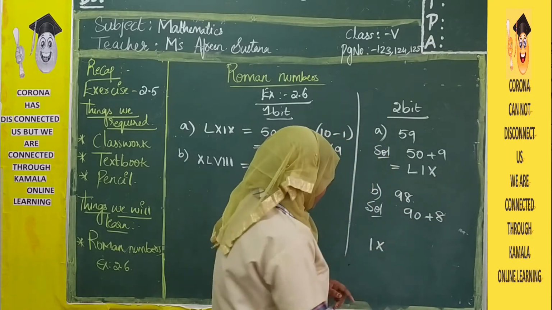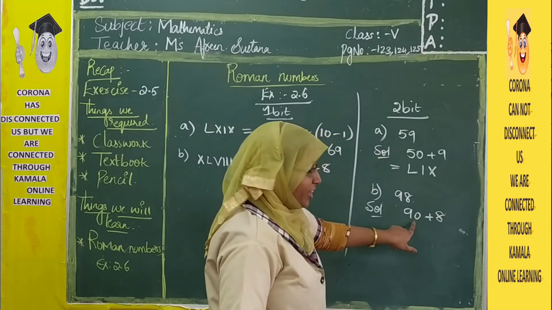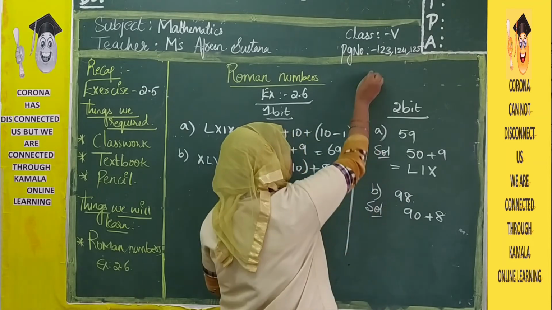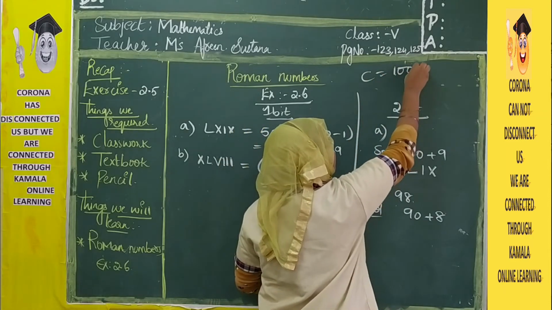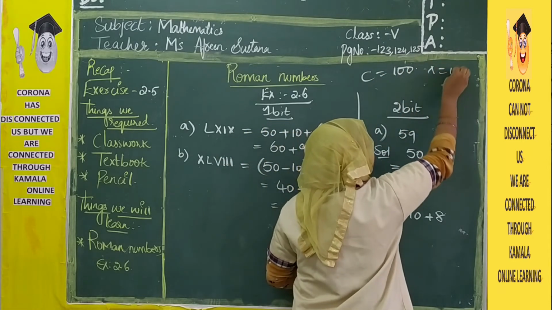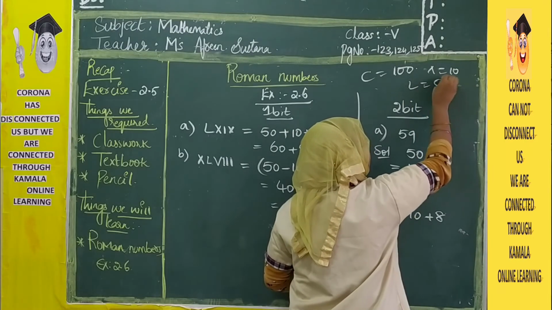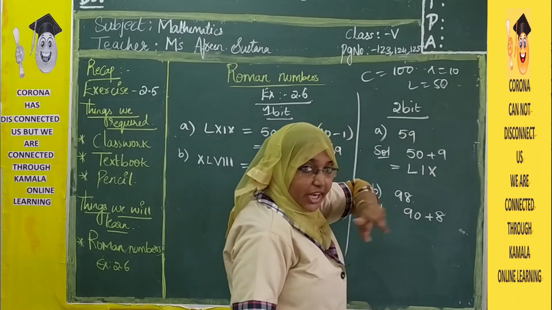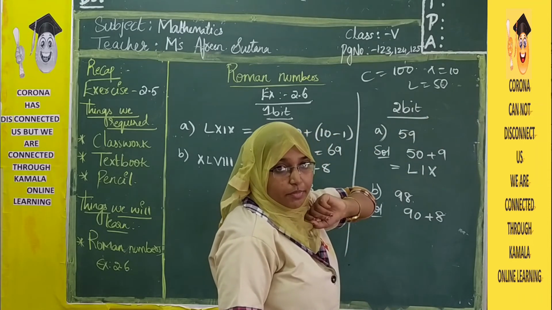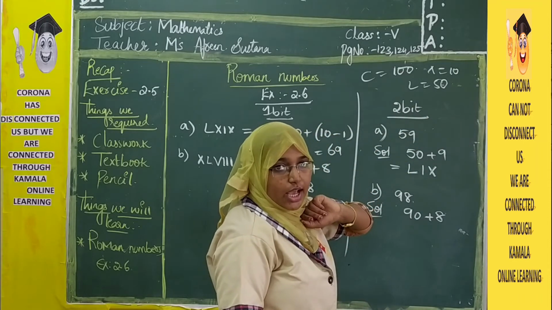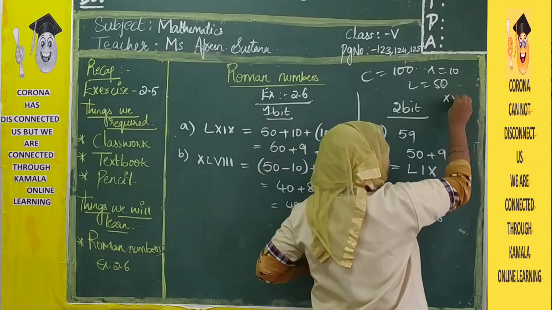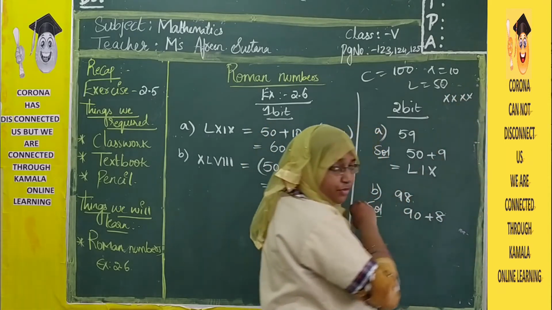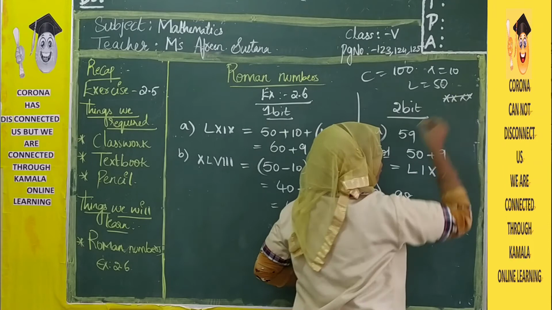We know how to write 8, right? But how to write 90? We don't have 90. We have C is 100. We know C 100, X is 10, L is 50. But there is no 90. If you add 50 plus 40, 90. But we said any symbol should not be repeated more than 3 times. You cannot write 10 4 times, right? X 4 times. So this will not work.